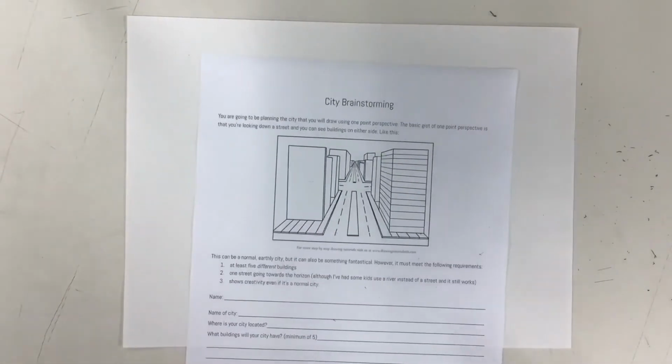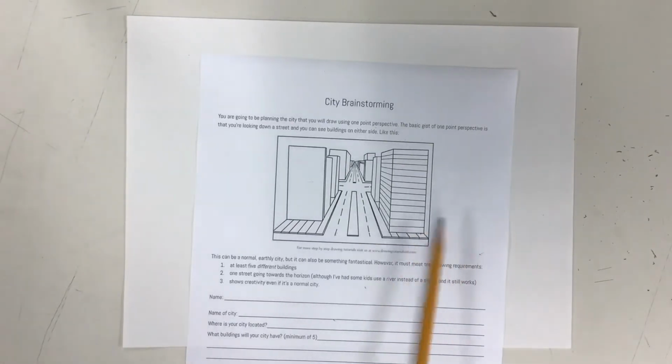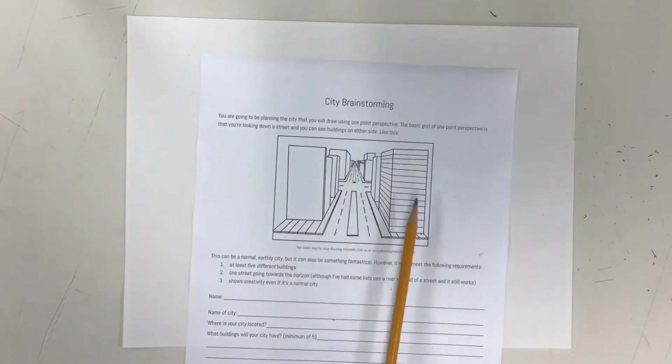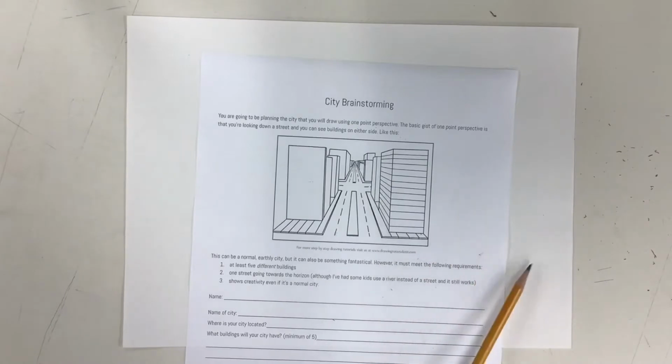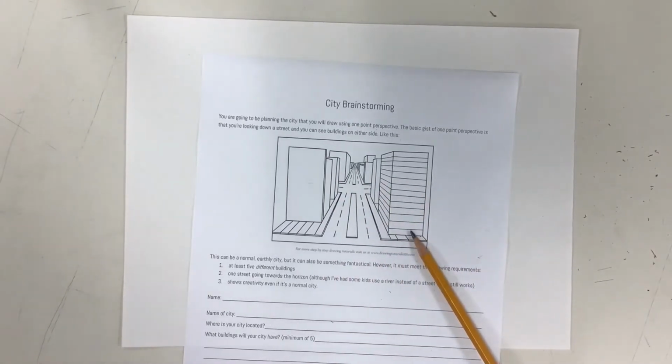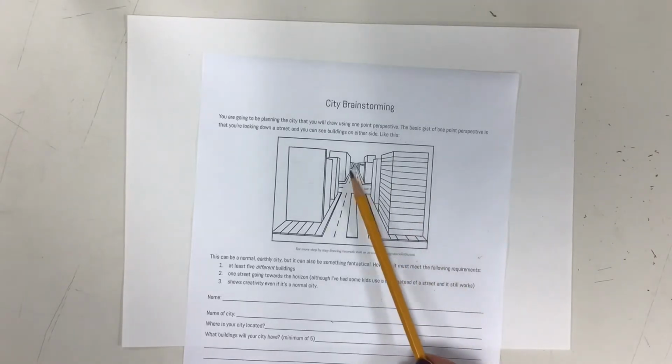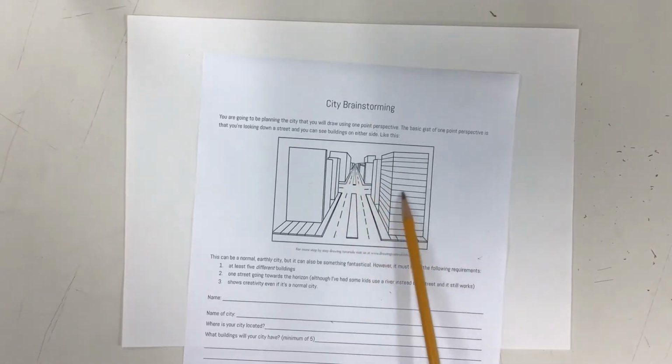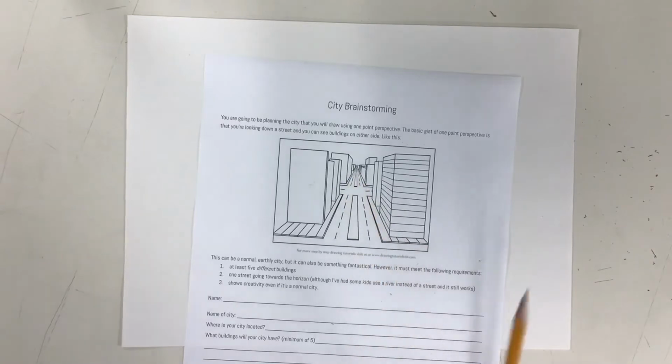All right, guys, let's talk 1-point perspective. So on your little brainstorming sheet that you did, I kind of showed you an example here of a 1-point perspective city. So basically some things to note. Things that are closer to you, like this building, appear larger than things that are farther away from you, like this building. This building appears larger, this building appears smaller.